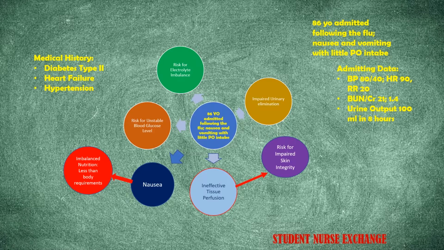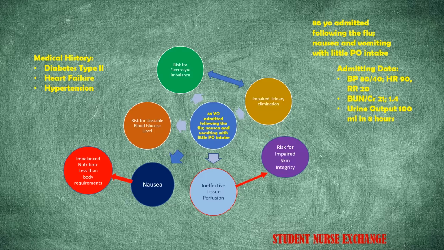And until we get that nausea under control, it doesn't say we did. So they're going to be at risk for imbalanced nutrition, less than body requirements. So they're not eating. We already know that they haven't been eating for a number of days. So they've had less than body requirements. And if the nausea is not stopped, it's just going to get worse. The impaired urinary elimination is going to put that patient more at risk for those electrolyte imbalances.